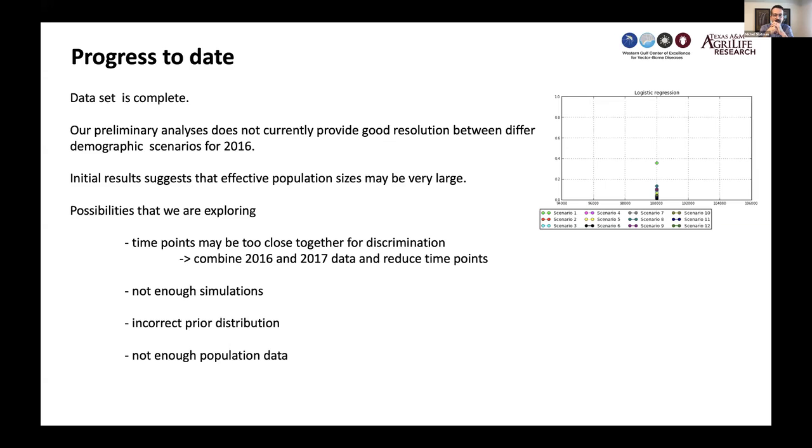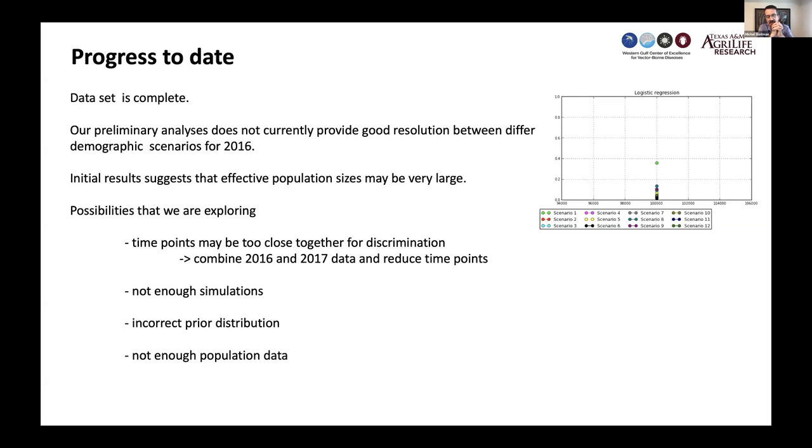So things that we're exploring now is that time points may be too close together for good resolution based on the population size. So we're combining 2016 and 2017 data and reducing the number of time points. We're also exploring the option that we haven't run enough simulations yet, so we're increasing that. We're working on the various prior distributions and trying to get both the shape of the distribution correct, but also the range. And the other option might be that we haven't obtained enough population data.